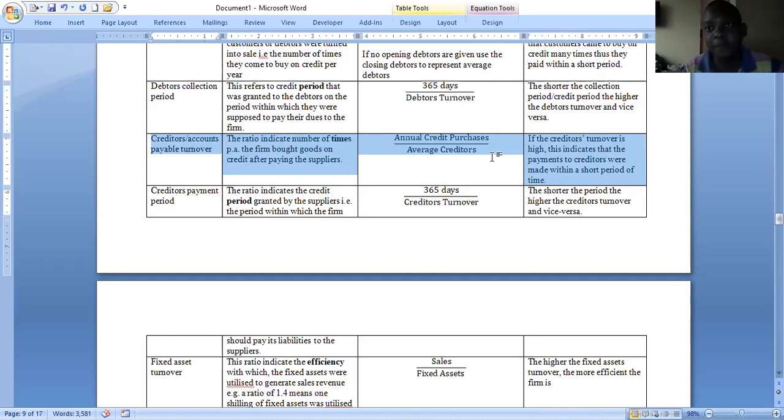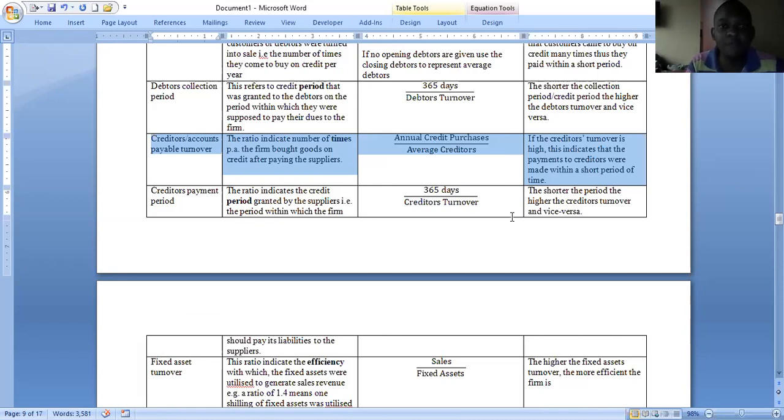The higher the creditors turnover ratio, the less efficient the business is. Please know that. The higher the creditors turnover ratio, the less efficient the business is, because the business will prefer to pay creditors at the slowest pace possible, so that you can be able to utilize this money for other activities.